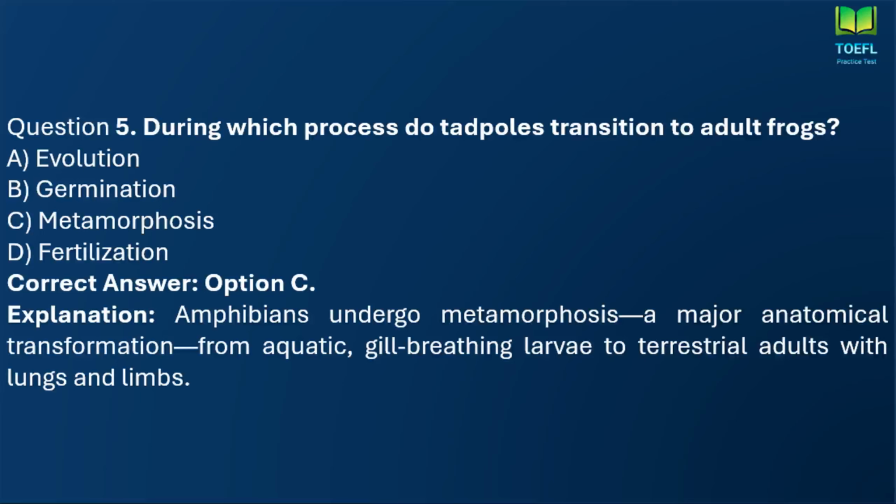Question 5. During which process do tadpoles transition to adult frogs? A. Evolution. B. Germination. C. Metamorphosis. D. Fertilization. Correct answer is option C. Explanation: amphibians undergo metamorphosis, a major anatomical transformation, from aquatic, gill-breathing larvae to terrestrial adults with lungs and limbs.